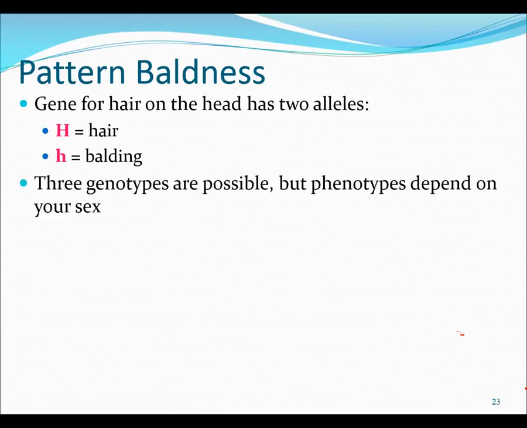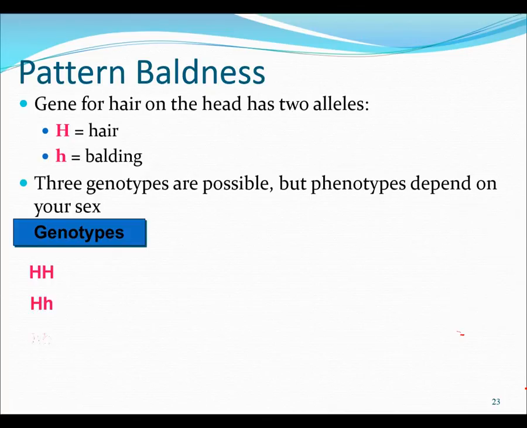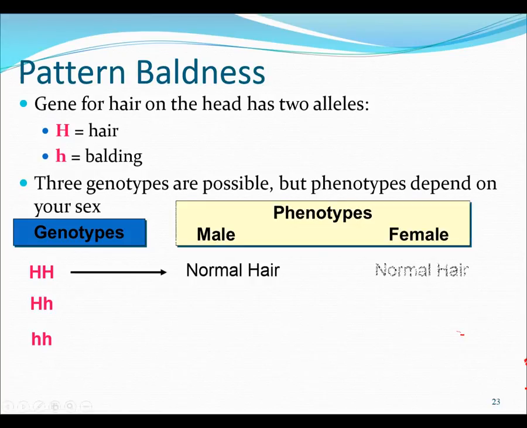The three genotypes possible are going to come up, but we also have to look at the sex. It's going to depend on whether you're male or female because we said it had something to do with the hormones. So the genotypes are a homozygous pair of dominant alleles, heterozygous, and a homozygous pair of recessive alleles. If you get the homozygous dominant pair of alleles, you have normal hair. For the female, also normal hair.